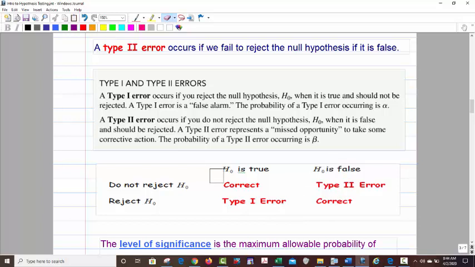Let's go over here to the second column. You did not reject the H0 when the H0 was false. You made a type 2 error. And the bottom right one is, you rejected the H0 when the H0 was false. Well, that would be a good idea to reject the H0 if the H0 was false, and that would be a correct result. Okay.